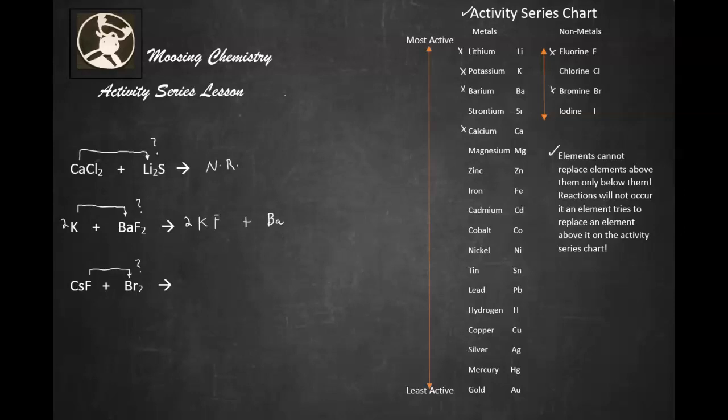So this is going to create cesium bromide plus fluorine. And again, we have to balance the equation. So we'll need to put a 2 in front of here and a 2 in front of there. And so this equation will work, and this equation will work.